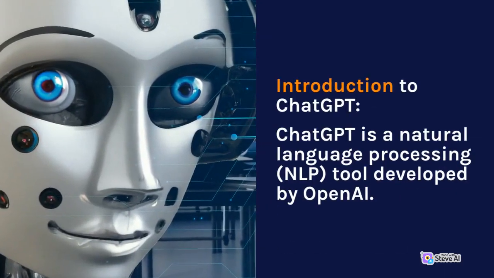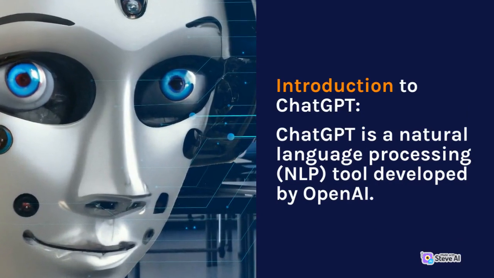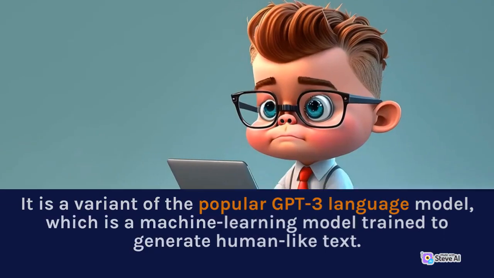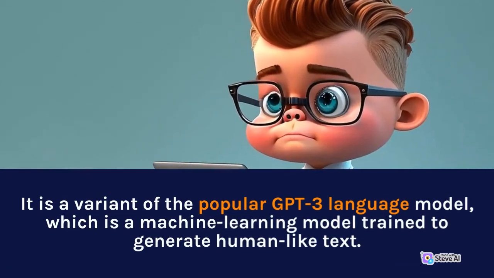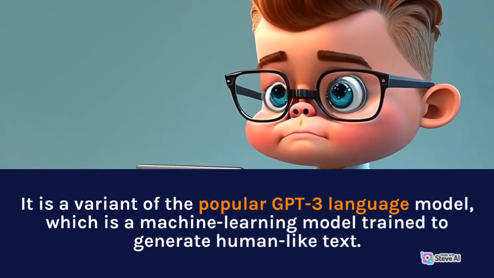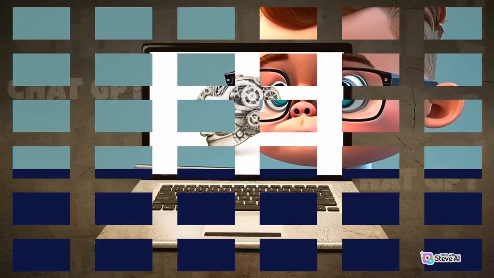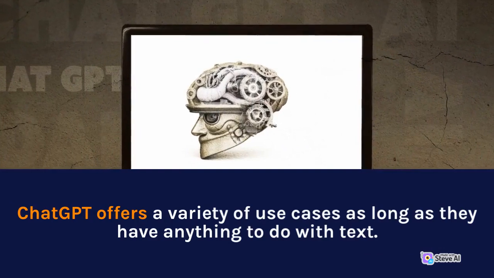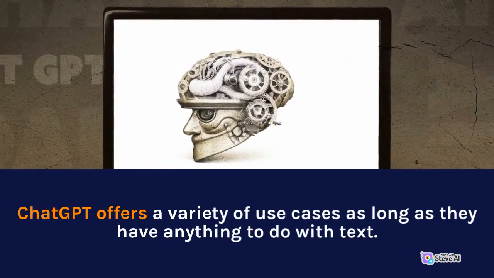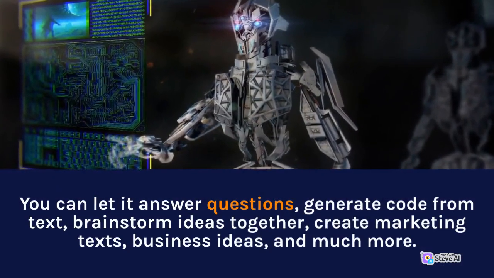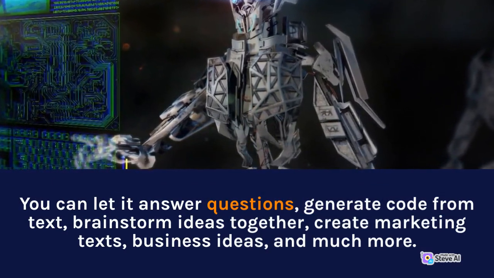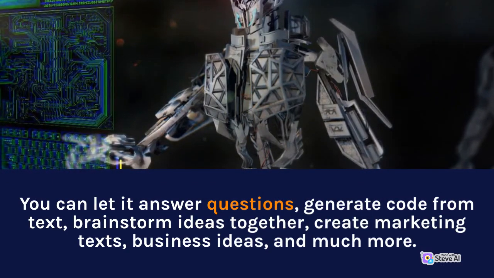Introduction to ChatGPT. ChatGPT is a natural language processing (NLP) tool developed by OpenAI. It is a variant of the popular GPT-3 language model, which is a machine learning model trained to generate human-like text. ChatGPT offers a variety of use cases as long as they have anything to do with text. You can let it answer questions, generate code from text, brainstorm ideas together, create marketing texts, business ideas, and much more.